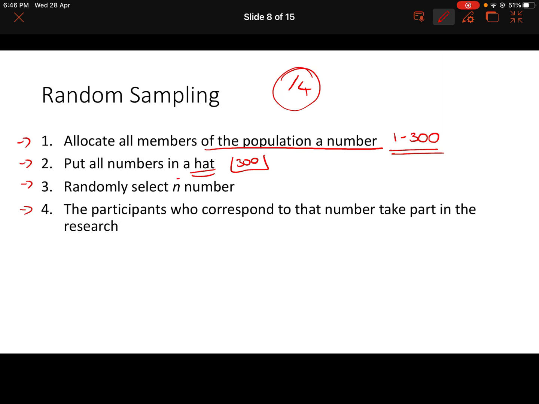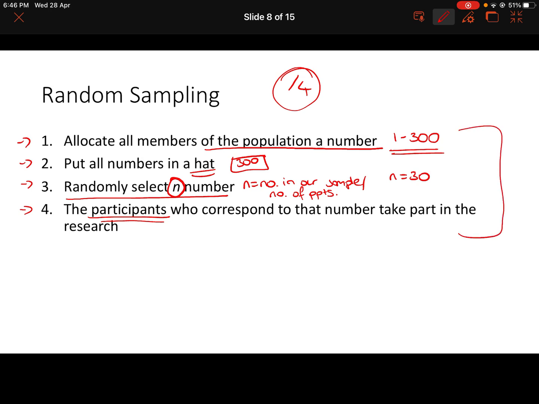We then randomly select n numbers out of the hat. N is the number in our sample, i.e. the number of participants that we need. For example, we might want 30 participants. So we put all 300 names in the hat and we randomly draw out 30 names. And these 30 numbers that are drawn out correspond then to the participants that are going to take part in the research. So 4 steps for random sampling there.